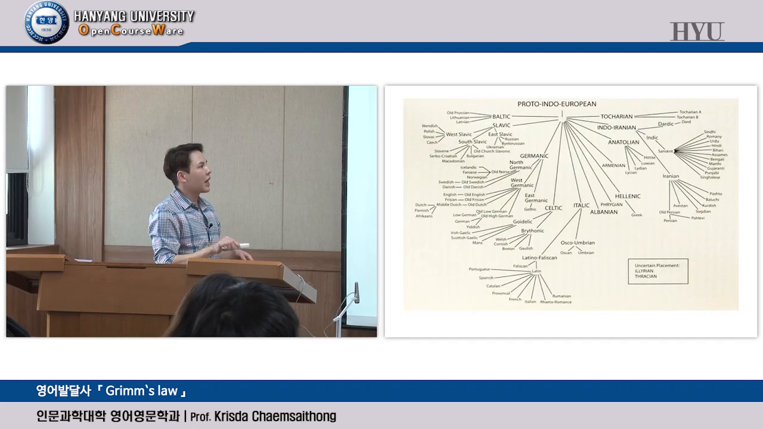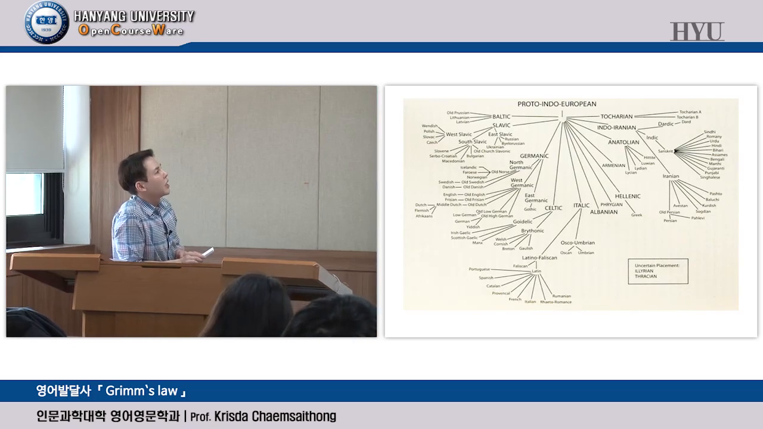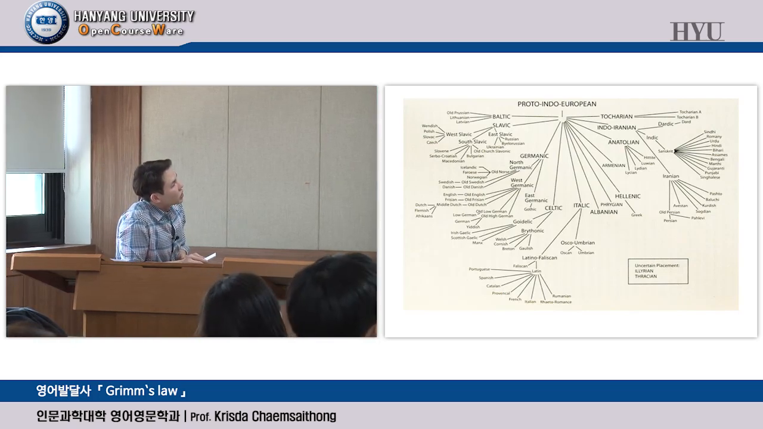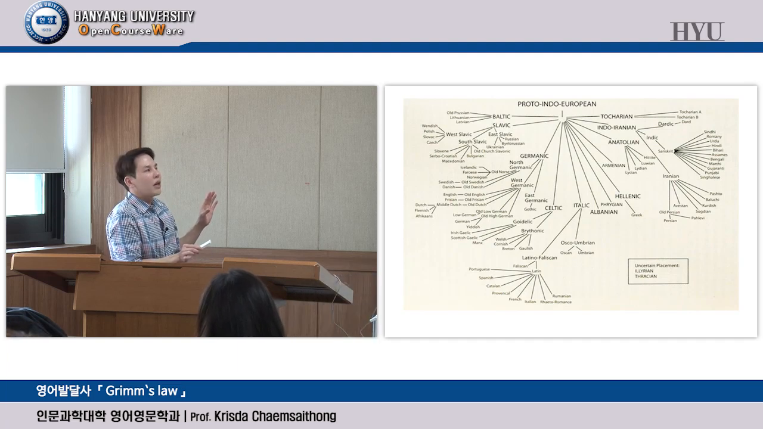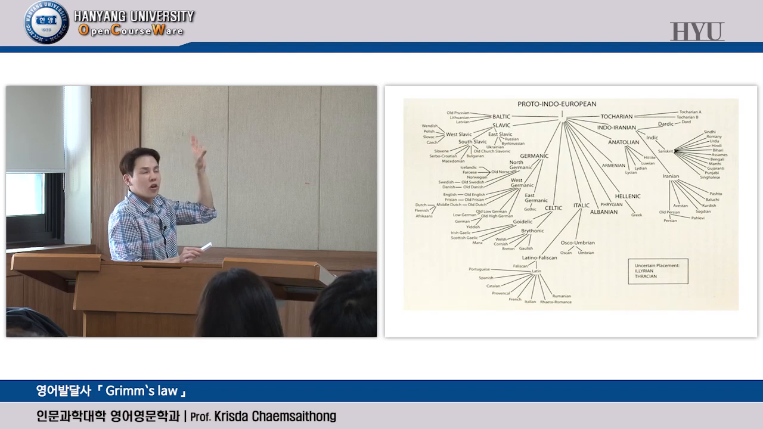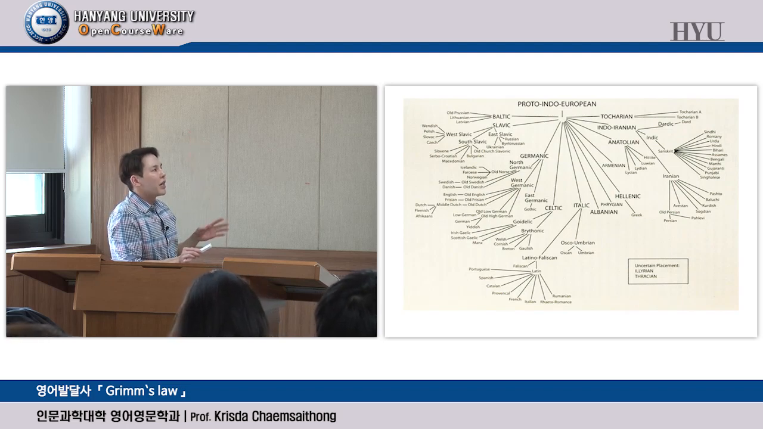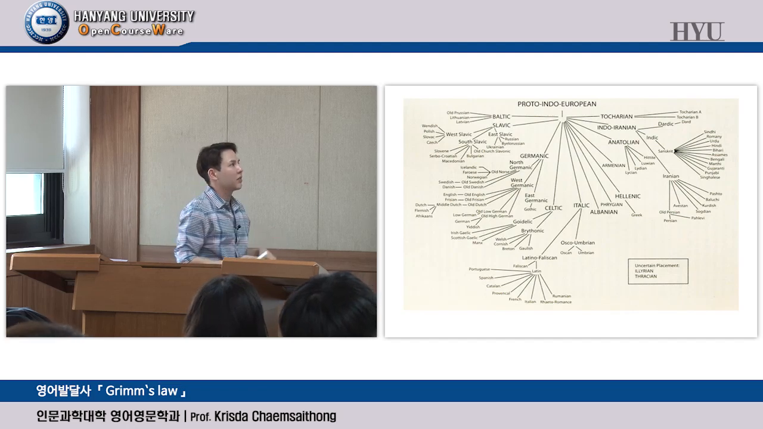So this is our map of Indo-European. What you have to focus on includes the Germanic branch, because Proto-Indo-European is the originator, right? So how does it change into Germanic? How does it change into Indo-Iranian, Italic, Celtic, and so on? This is the topic of today's class, right?